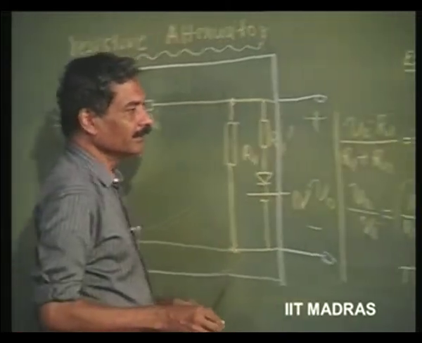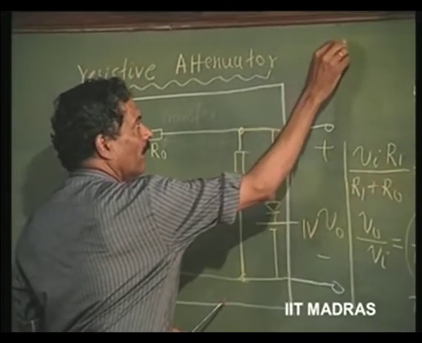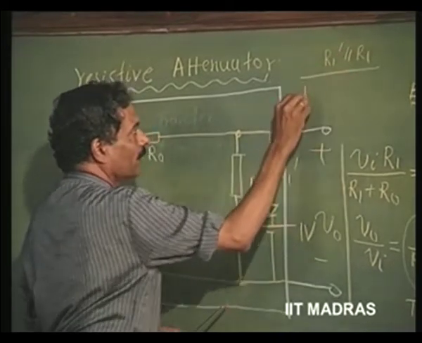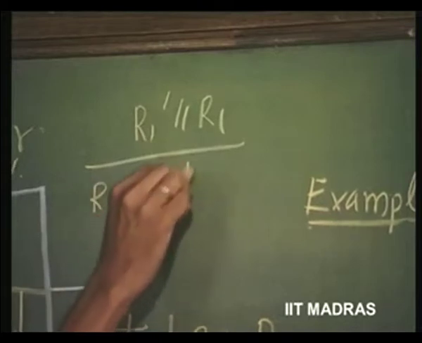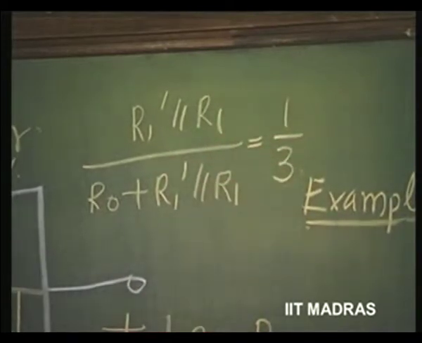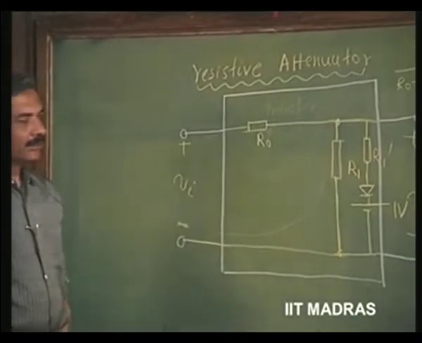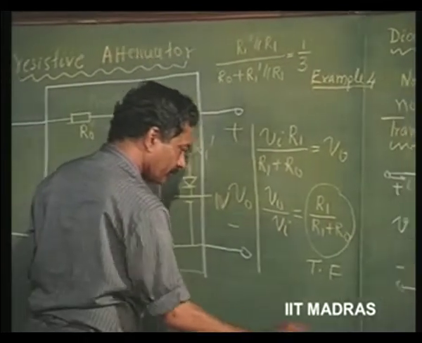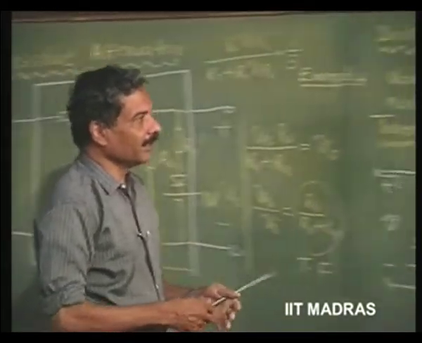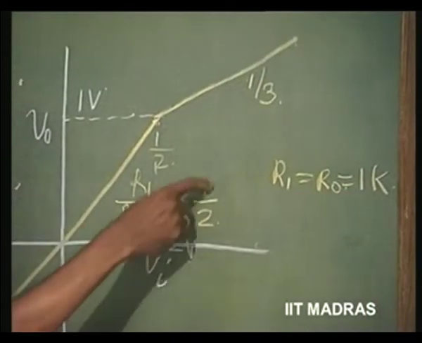So, I have the attenuation which is R1 prime parallel R1 divided by R0 plus R1 prime parallel R1, equal to 1/3. That is the slope that I want. From half it should change to 1 by 3. So, you can now understand, effectively, if this is 1 k, originally I said R1 is equal to R naught, let us say 1 k. So, 1 k by 1 k plus 1 k is half.